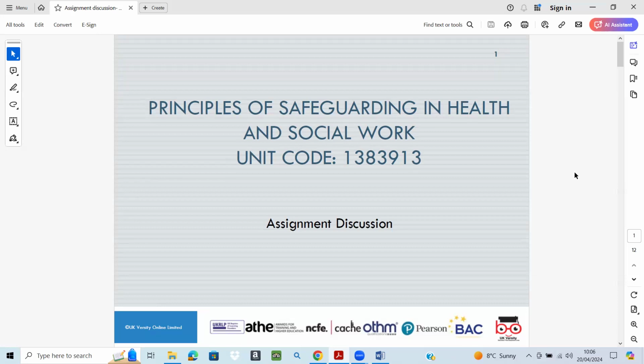Then we have accountability as well. Accountability means being answerable for how they handle their safeguarding responsibilities. Whatever we do, we need to be answerable and accountable for that. Being accountable means transparency in actions and ensuring high standards of practice. So we always have to be transparent in our actions, and that is necessary in our health and social care profession.